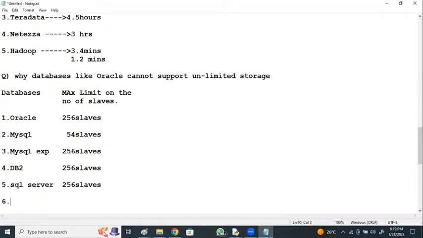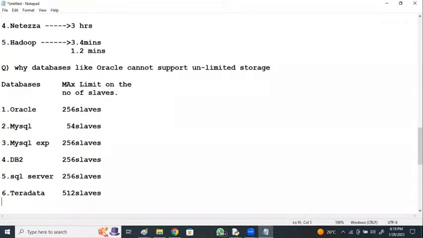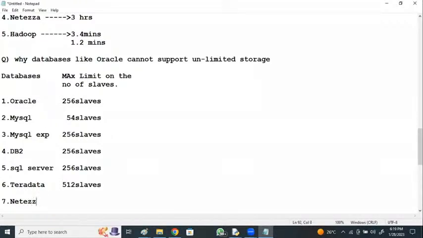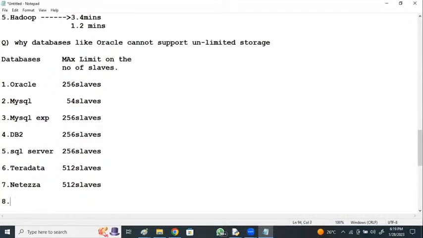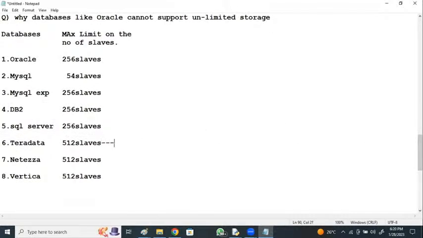But we have some specialized databases like Teradata, which can support nearly 512 slave systems for storing its data. Netezza can also support 512 slaves. Vertica also can support nearly 512 slaves. Now Teradata and Netezza support nearly 1,024 systems or slaves to store data. But still, I cannot say unlimited storage is possible. Once they get filled, they cannot support data further.